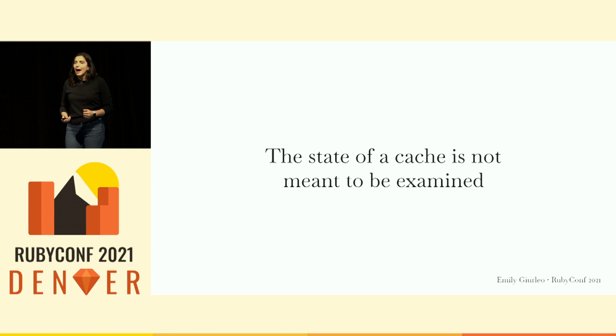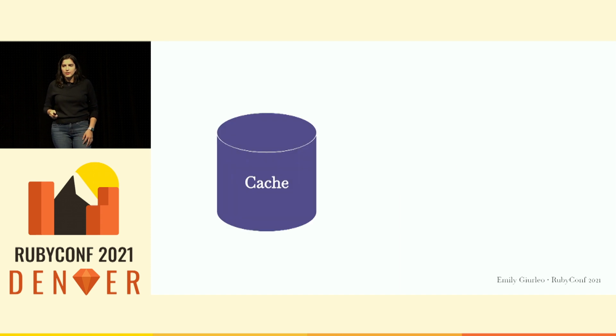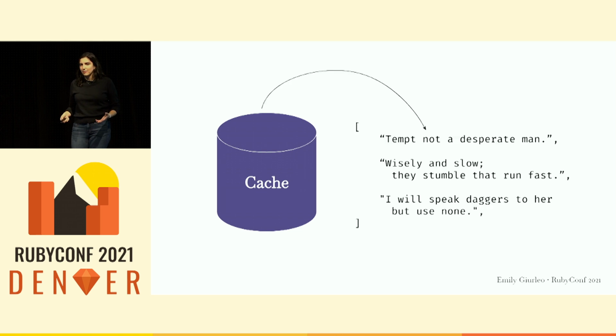And the reason is that I don't think the state of the cache is meant to be examined. Here's what I mean by that. So I've been talking about the cache, but at its very fundamental level, the cache is just an array of strings, right? All of the quotes that the gem has put in there over the course of its usage. When I say the state of the cache, what I mean is this underlying data layer, this array of strings that provides the information that's going to be used by the cache. I don't think that the rest of the gem should be able to see this implementation of the cache.